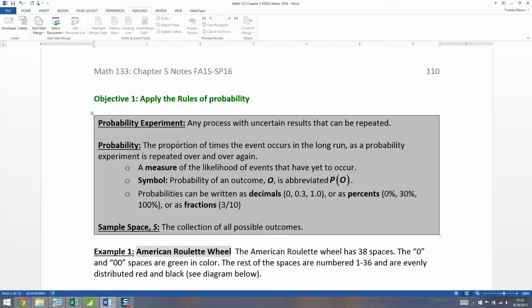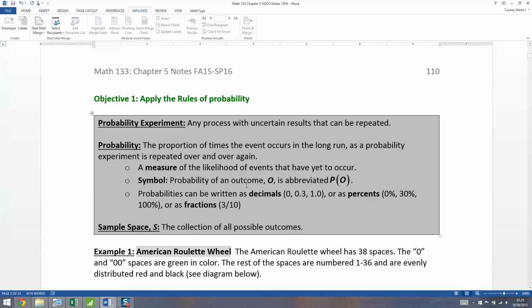But of course, it even works in real life with things like cancer patients and stuff like that. And we'll talk more about that as the chapter goes on and actually through the rest of the course, to be honest. Probability is the proportion of times the event occurs in the long run. If you repeat the experiment over and over, that probability is a measurement of the likelihood that that event is going to occur, right?